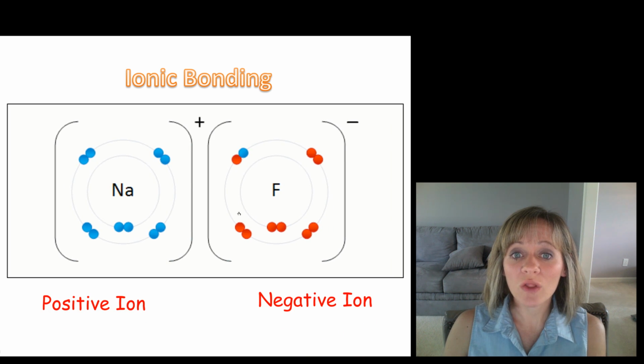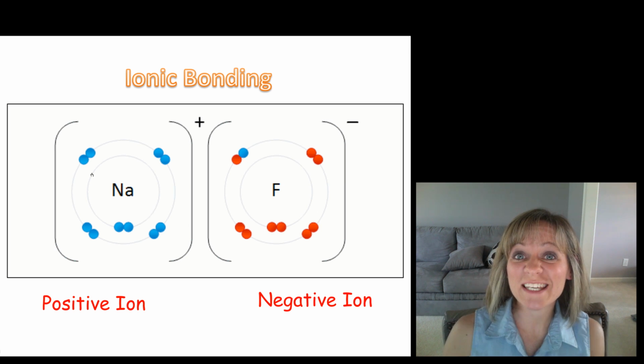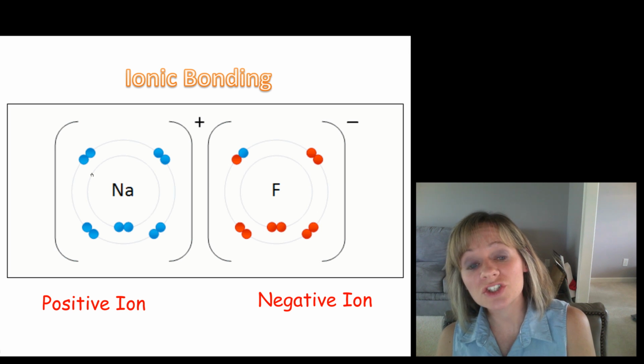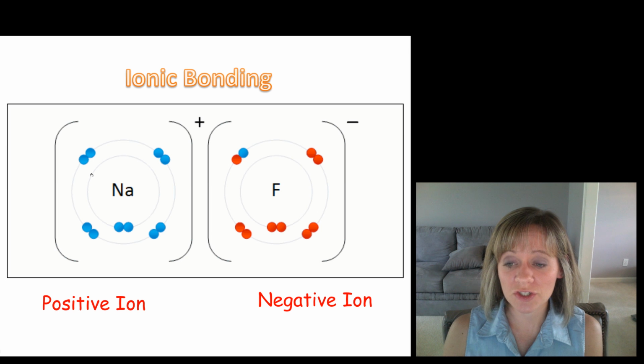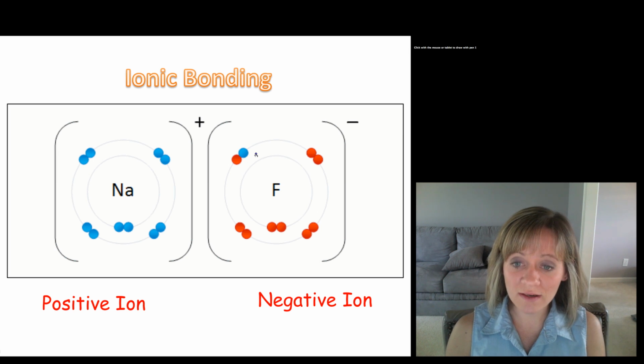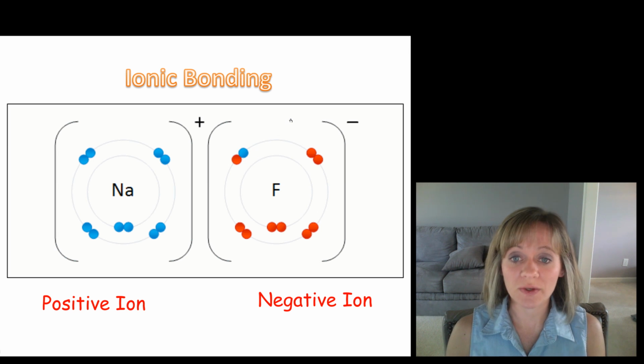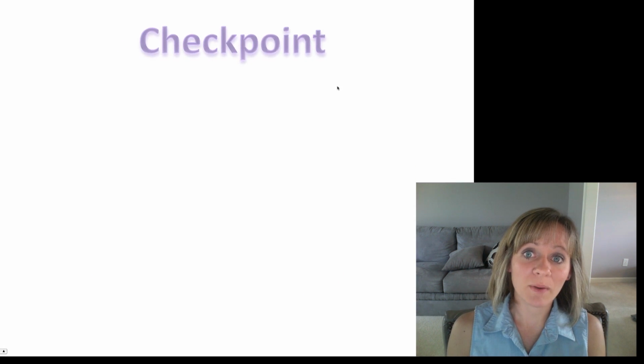And so now we call this a positive ion and a negative ion. It's positive because it gave away a negative charge and it was left with a positive charge. Fluorine is negative because it gained this electron right here. It gained that electron, and so now it has a negative charge to it. So that's ionic bonding.